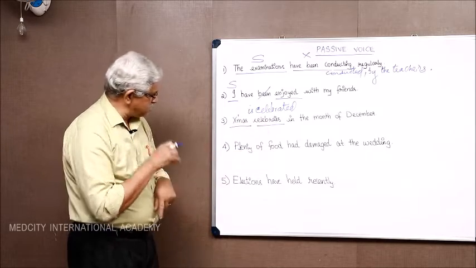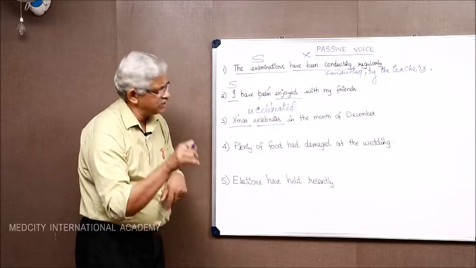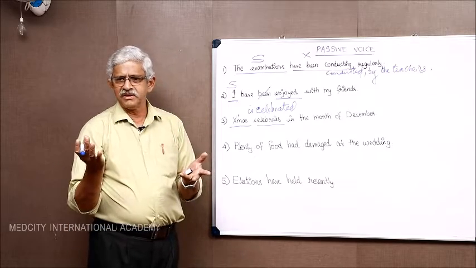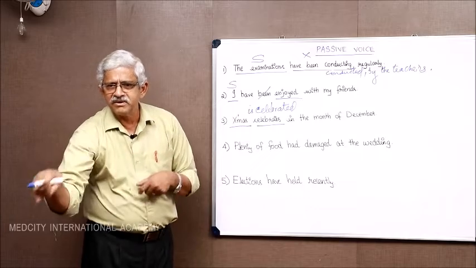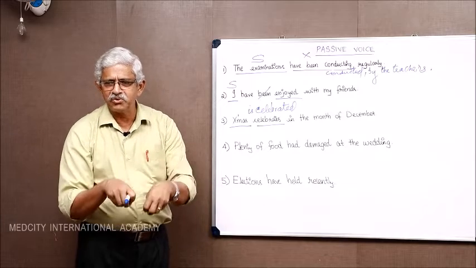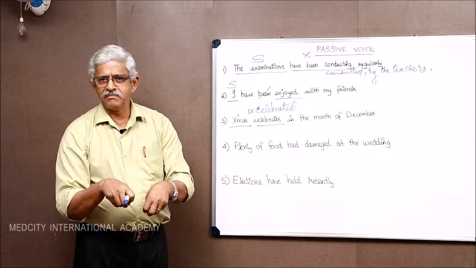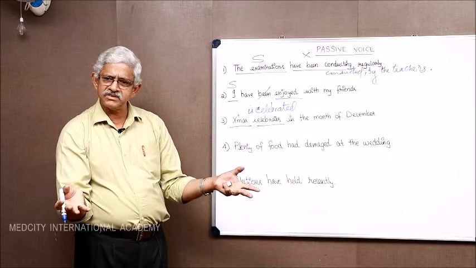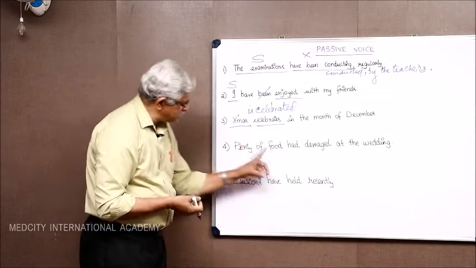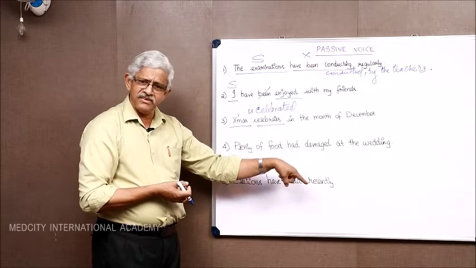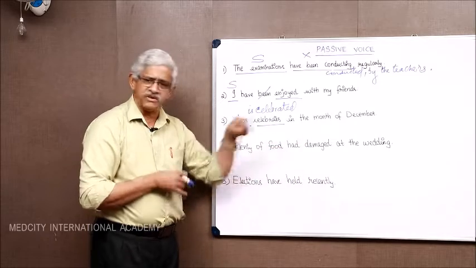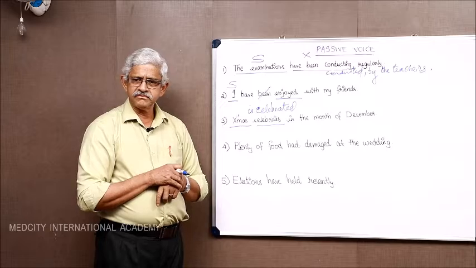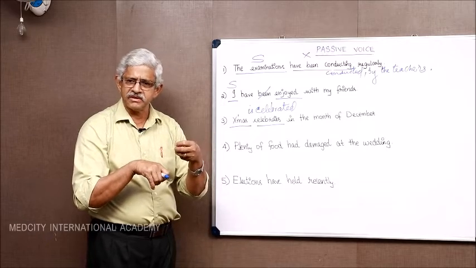See the other sentences. "Plenty of food had damaged." Poor food. How can it damage anything? It can get totally damaged by somebody or by something. See the difference in the sense. Because this food is not an agency that does the act of damaging. That is where the students make mistakes.